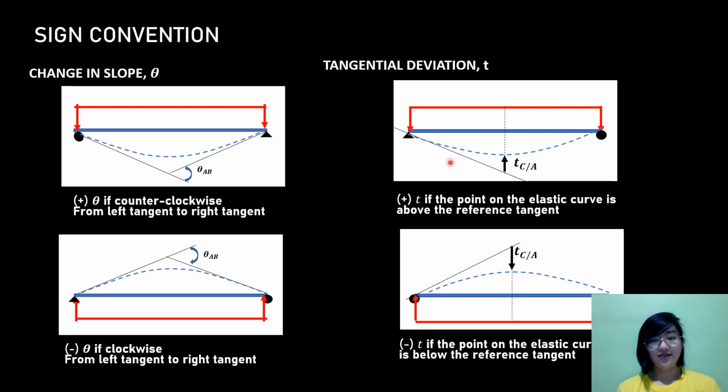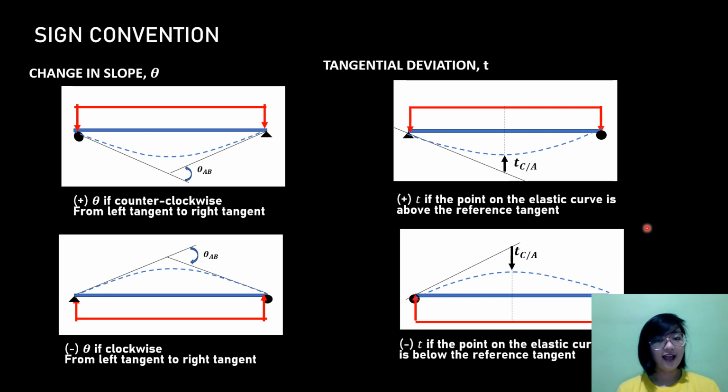So for tangential deviation naman, it is positive if the point of the elastic curve is above the reference tangent. So this one is the tangent line. This one is the elastic curve. So nasa taas yung elastic curve ng tangent line. So that is positive. And negative naman if the point of the elastic curve is below the reference tangent. Or this one. Ito yung elastic curve, ito yung tangent line. So, nasa taas yung tangent line. So, TCA is equal to negative. So, that's all for the concepts.